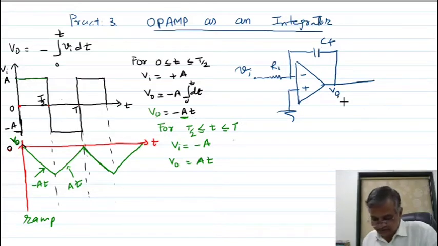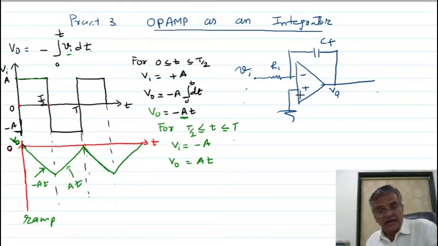Very simple: if you apply a sine voltage, sine omega t, the output is cos omega t. So if you apply a sine, you will get a cos. If you apply a square wave, you will get a triangle. If you apply a triangle, you will get a sine wave. Remember.